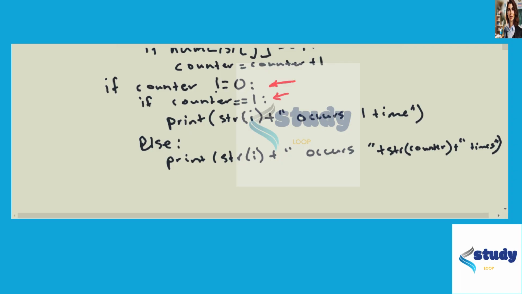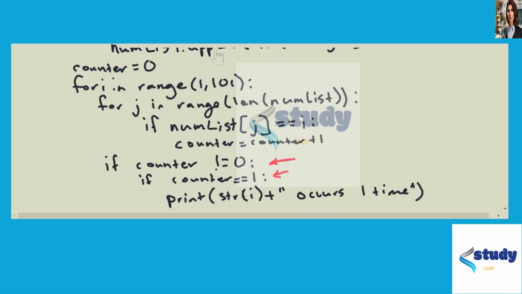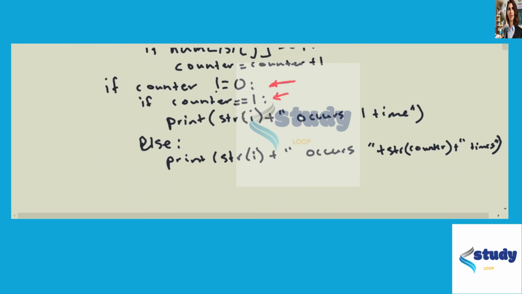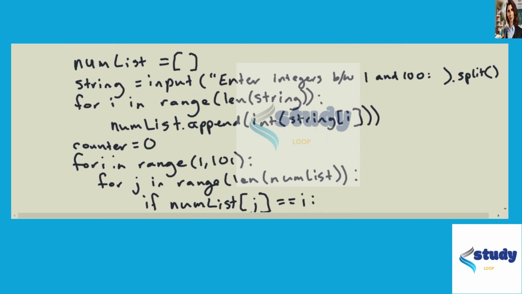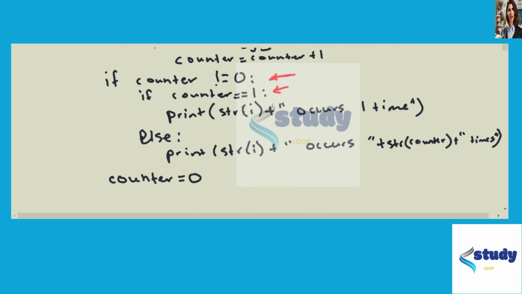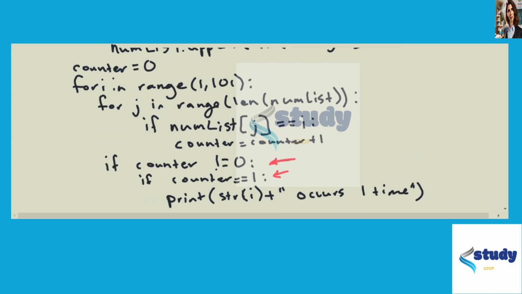All right. And then at the end of that, we want to reset our counter to 0 so we can see how many 2's there are in the list. I'm going to go back here. So then we're going to set the counter equal to 0. And then it will iterate through all the 2's, all the 3's, all the way up to 100. By the end of that, we'll have a nice list of how many occurrences there are.